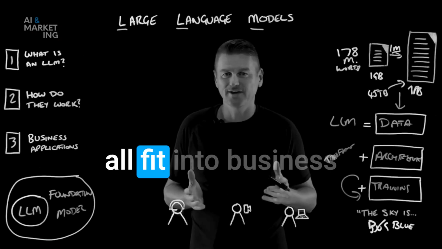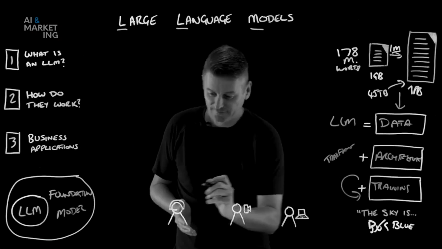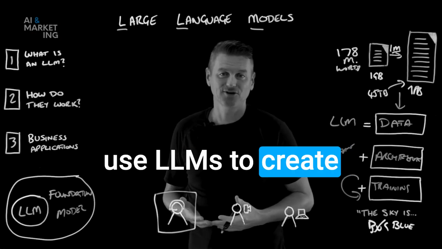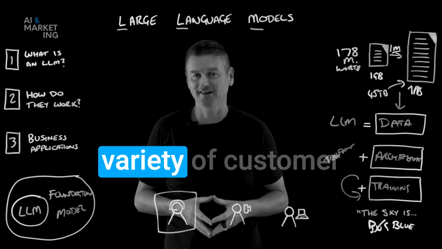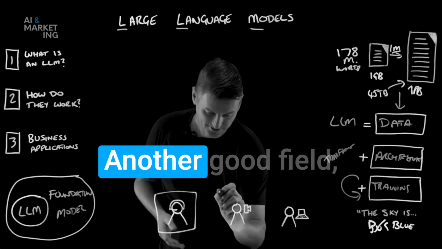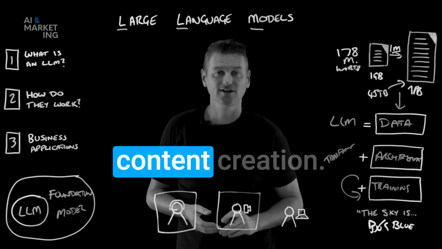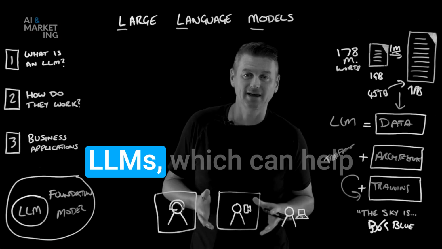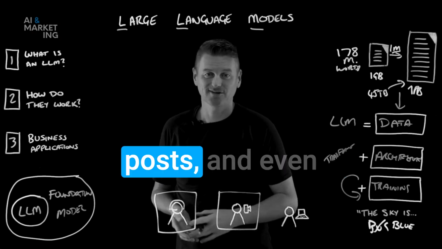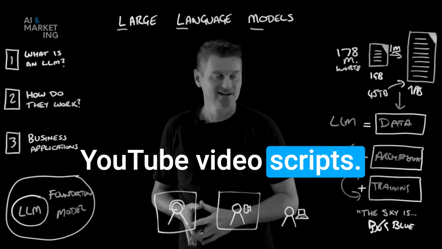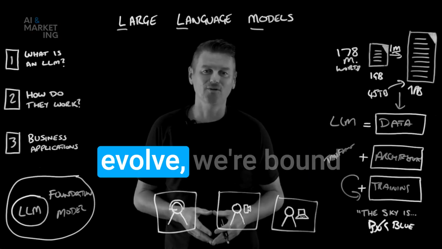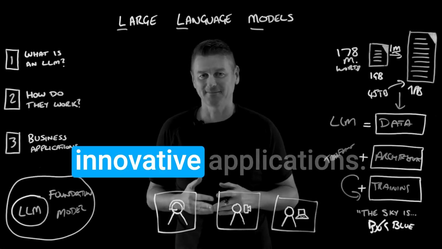Okay, so how does this all fit into business applications? For customer service applications, businesses can use LLMs to create intelligent chatbots that can handle a variety of customer queries, freeing up human agents for more complex issues. Another good field is content creation. That can benefit from LLMs, which can help generate articles, emails, social media posts, and even YouTube video scripts. And look, that's just scratching the surface. As large language models continue to evolve, we're bound to discover more innovative applications.